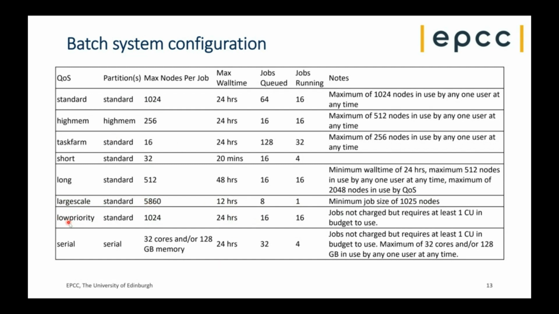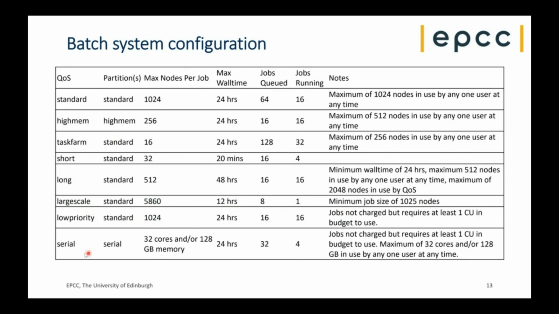There's a low priority queue for jobs that are not guaranteed to run any time soon, but you don't get charged to run them. So it doesn't cost you anything to use a low priority queue, but they only run when the system is quiet.